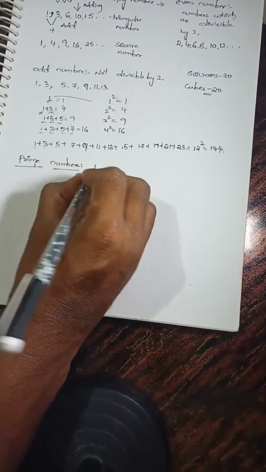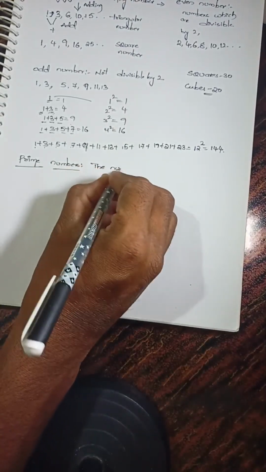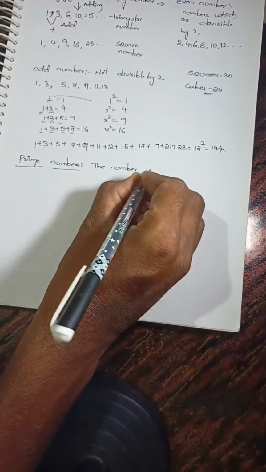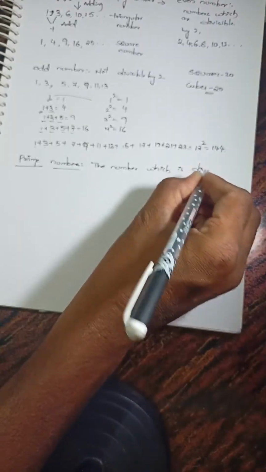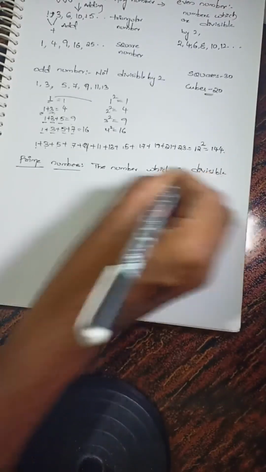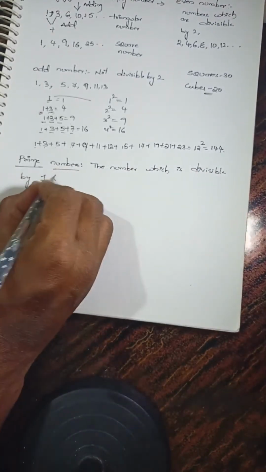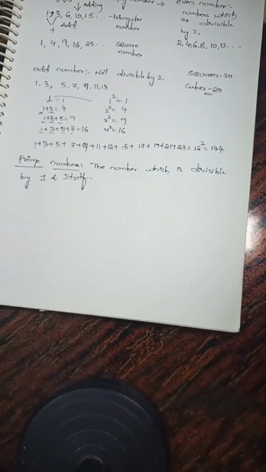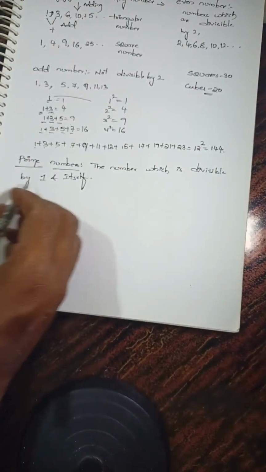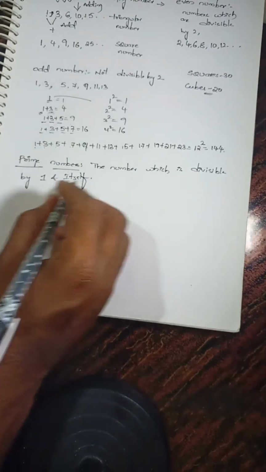Very simple. The number which is divisible by 1 and itself. A number which is divisible by 1 and itself is called a prime number. For example, which are prime numbers?